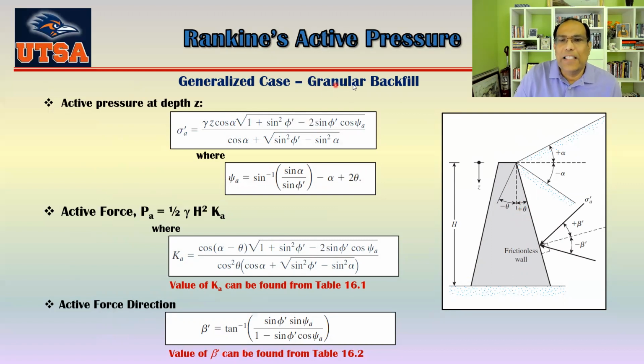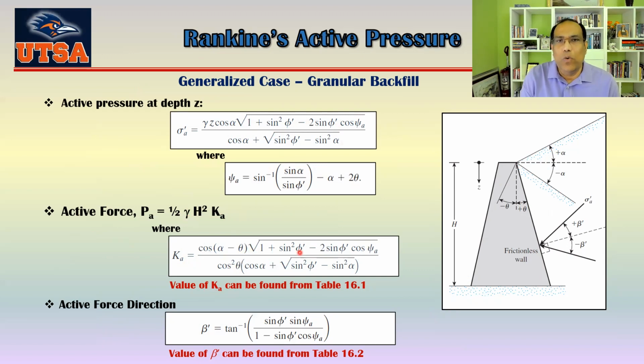For this case, the equation would be a little bit different for granular backfill and CFE soil. Here we are just talking about granular backfill. This is the general equation for your sigma A, and then you can find your active force, which is basically half gamma H squared Ka, where Ka is the active pressure coefficient. The value of Ka can be found from table 6.1, or you can use this equation to find it.